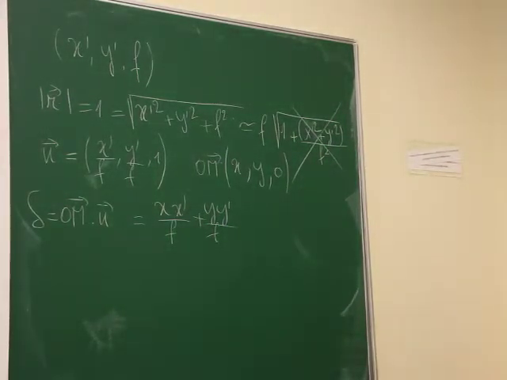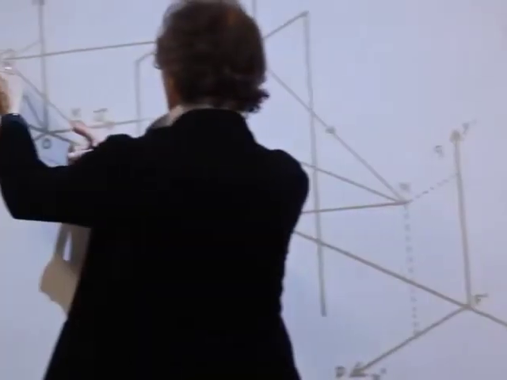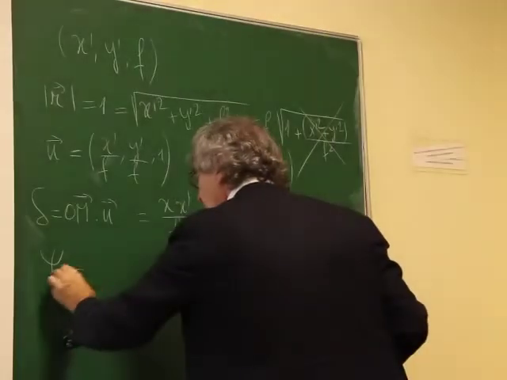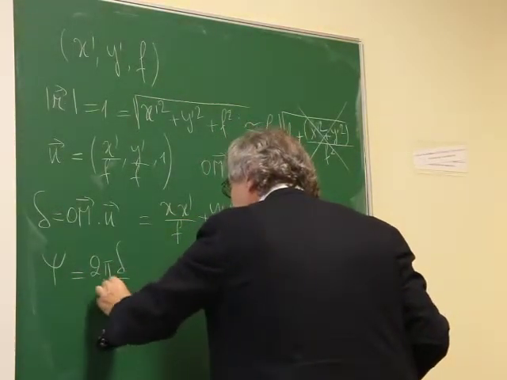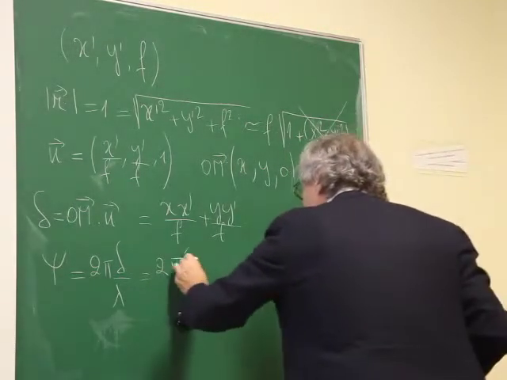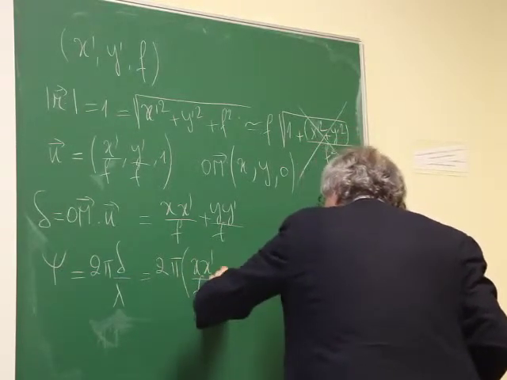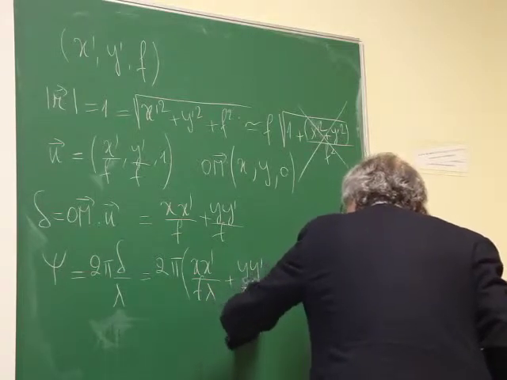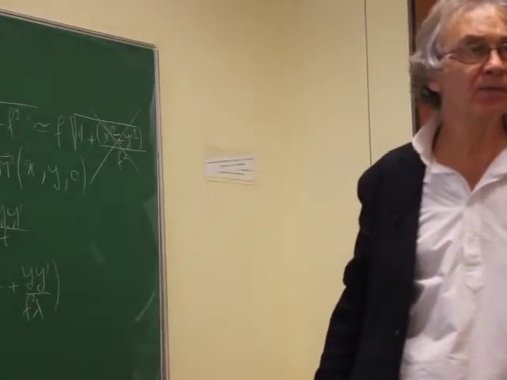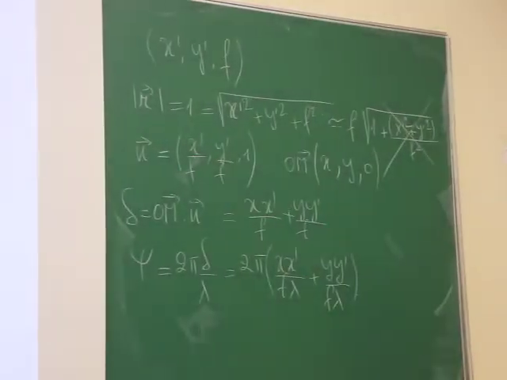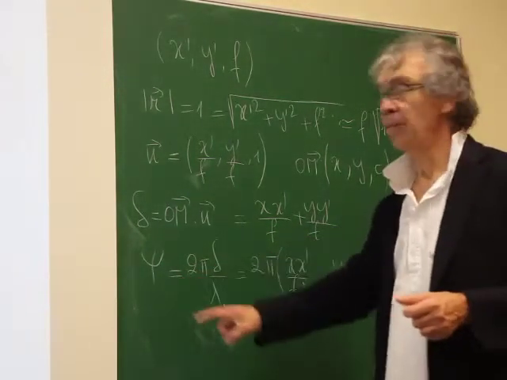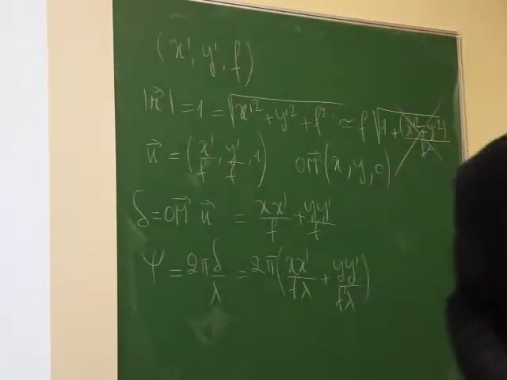Okay? So it means that the phase difference, when these two rays arrive in n, will be phi, equal to 2 pi multiplied by delta over lambda, which is equal to 2 pi multiplied by x prime over f lambda plus y prime over f lambda. Okay, so this is already something important. Any questions about this derivation? I don't see what phi represents. Yeah, so I'll come back to that point in 1 second.